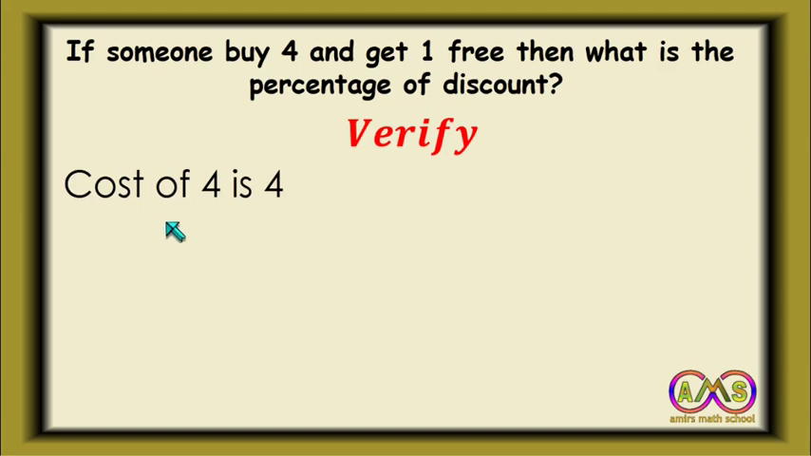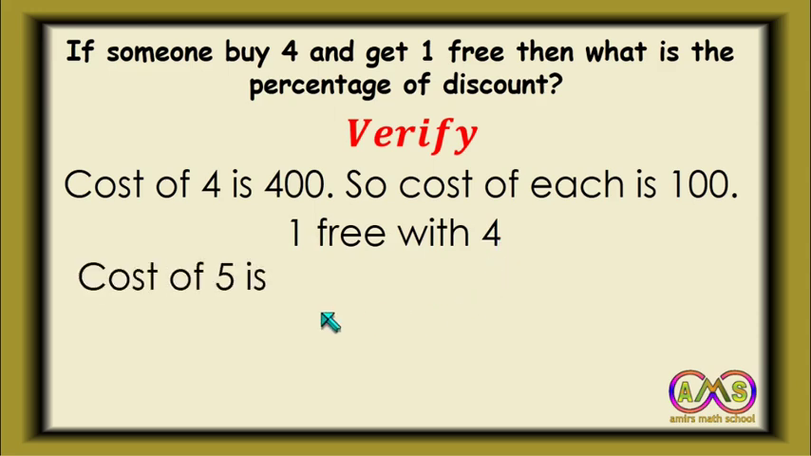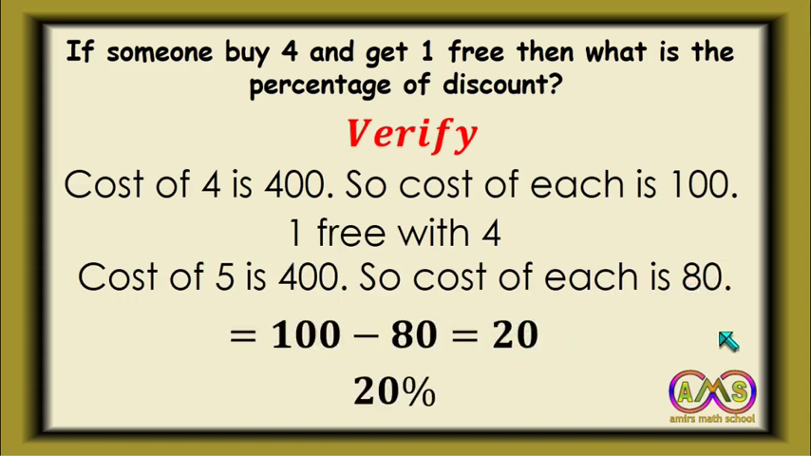If we take the cost of 4 as 400, then the cost of each item is 100. We buy 4 and the cost is 400. Now if 1 is free with 4, in that case the cost of 5 is 400, so the cost of each item is 80. So 100 minus 80 is 20. This 20 is our discount, that is, a 20% discount, since the cost price here is 100, so this value is the percent of discount.